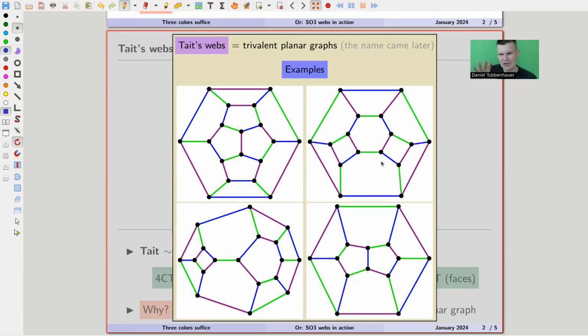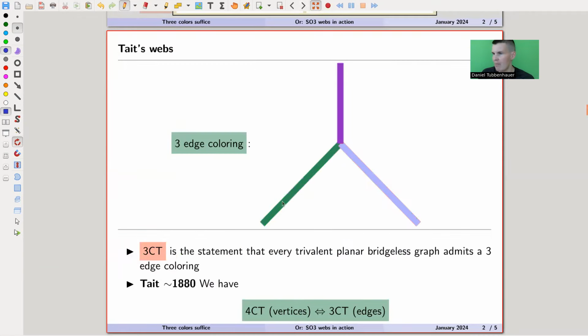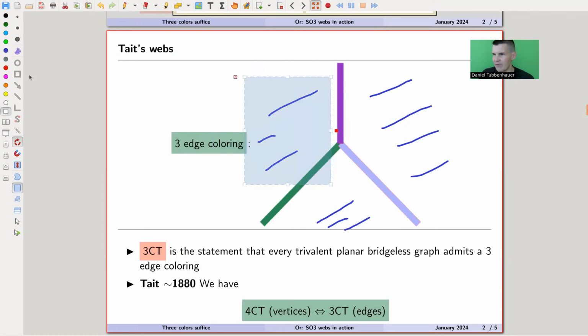Okay? Web, again, spider web. Okay, so here's locally a web. And we're doing now a trick. This is kind of the real reduction of Tate. So what we just learned is the 4 coloring of the faces. So here are the faces, here are the faces. This is not really a 4 coloring, so let's make it into a 4 coloring.